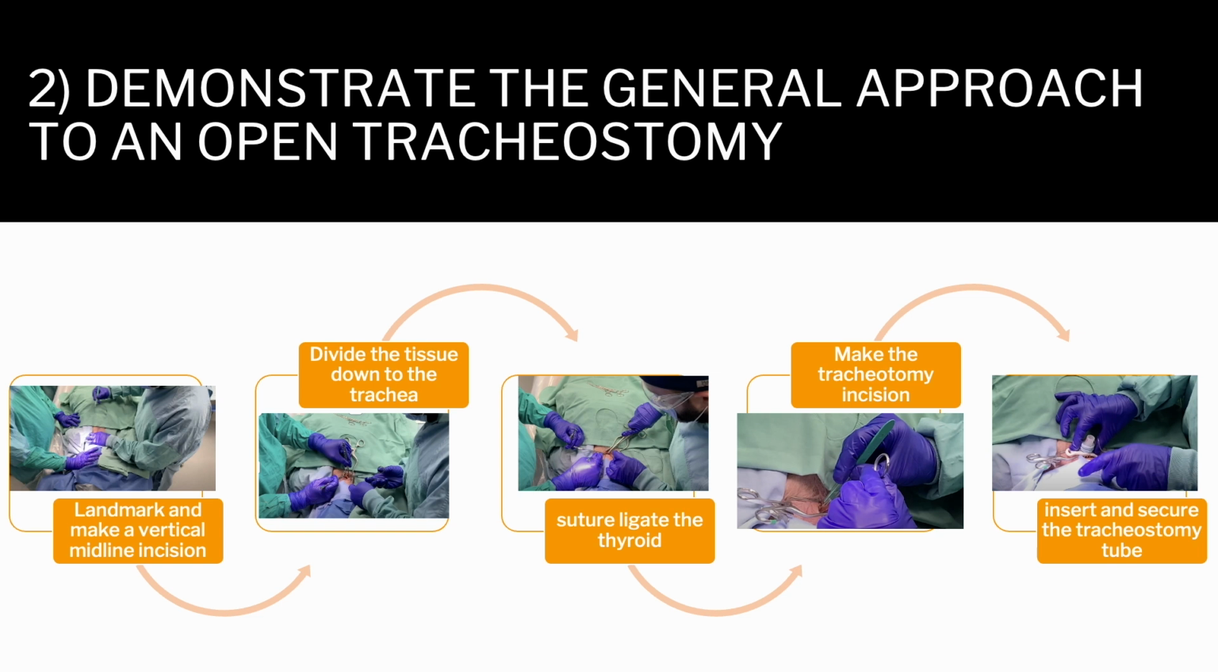The general approach to performing an open tracheostomy includes: 1. Palpate landmarks and make a midline incision. 2. Divide the tissue down to the trachea, including the thyroid. 3. Suture ligate the thyroid. 4. Make a tracheotomy incision. And finally, 5. Insert and secure the tracheostomy tube.